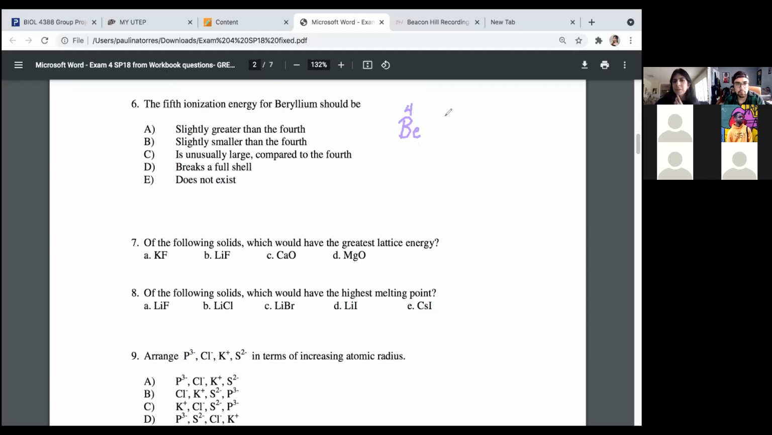Okay, so let's think about this. Beryllium is number 4, so that means it has 4 protons, 4 electrons, right? So can it have a 5th ionization energy? No, it cannot. That can't happen. It can only lose an electron 4 times. It can only lose as many as it has. So it does not exist.